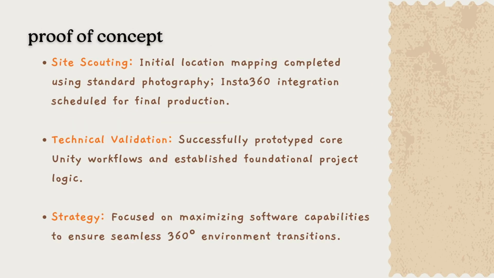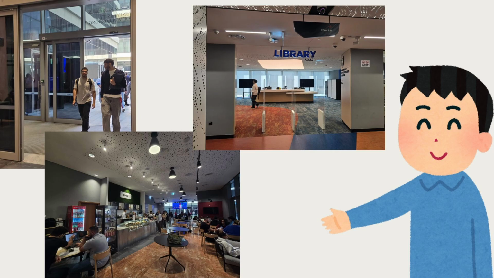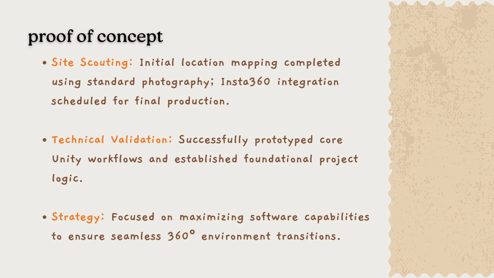For the proof of concept, we went around the university and took pictures of our planned locations with a normal camera, as the Insta360 will be utilized at a later date when the project is more set in motion. We have also tried to use Unity and have figured out the basics of the software, learning how we can maximize it in relation to our project.